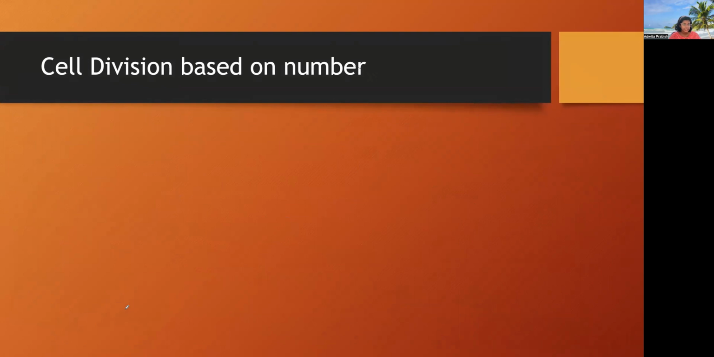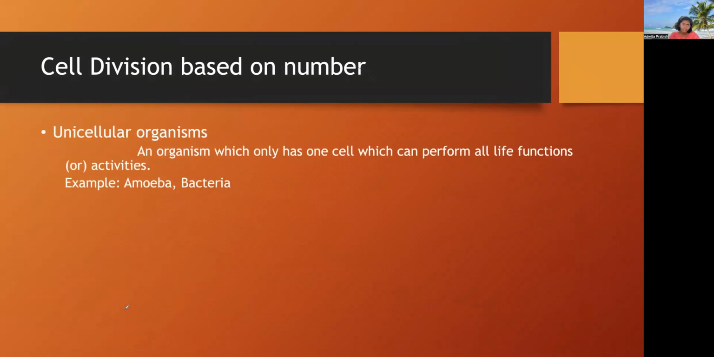So now we're going to see how cells are divided based on number. They can be divided based on other contexts. So first context is number. So the divisions based on number are very familiar to us, that is unicellular organism and multicellular organism. Unicellular organisms, as we know, have one cell which can perform all life functions or activities for keeping the unicellular organism alive. Examples include amoeba and bacteria.